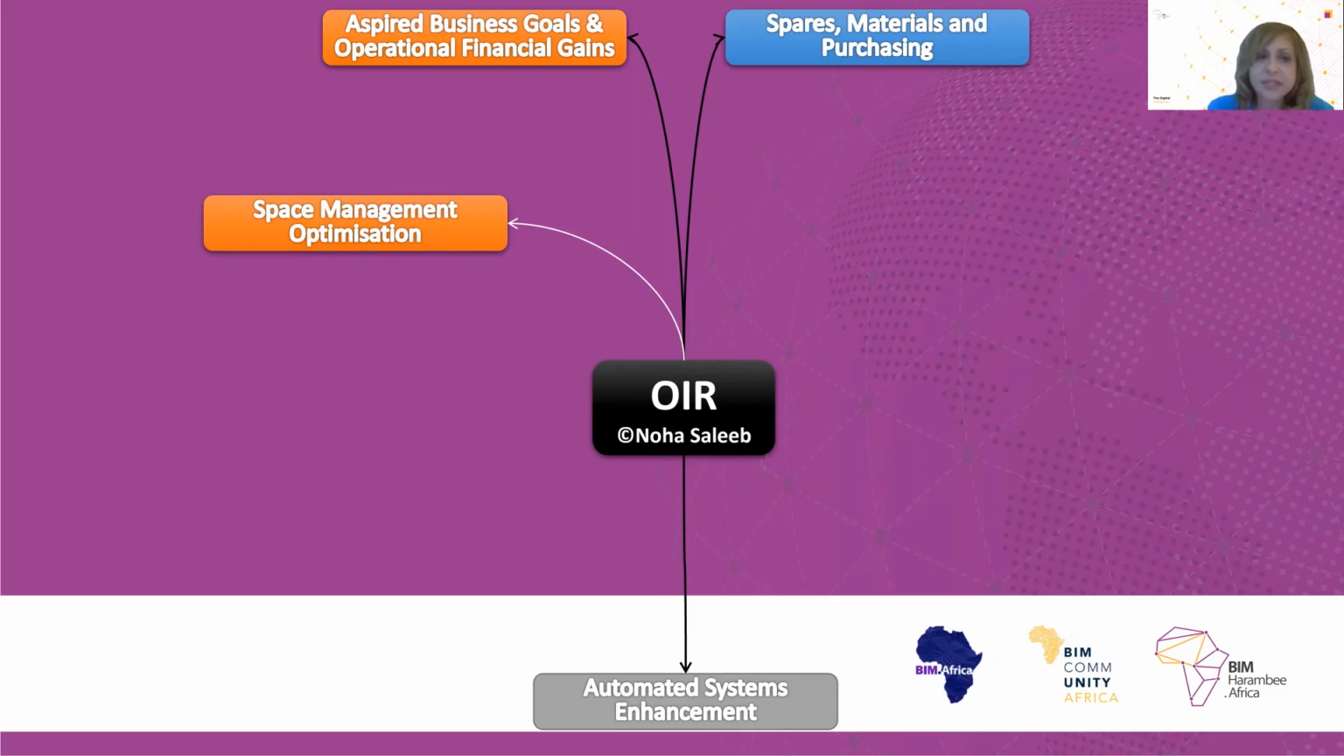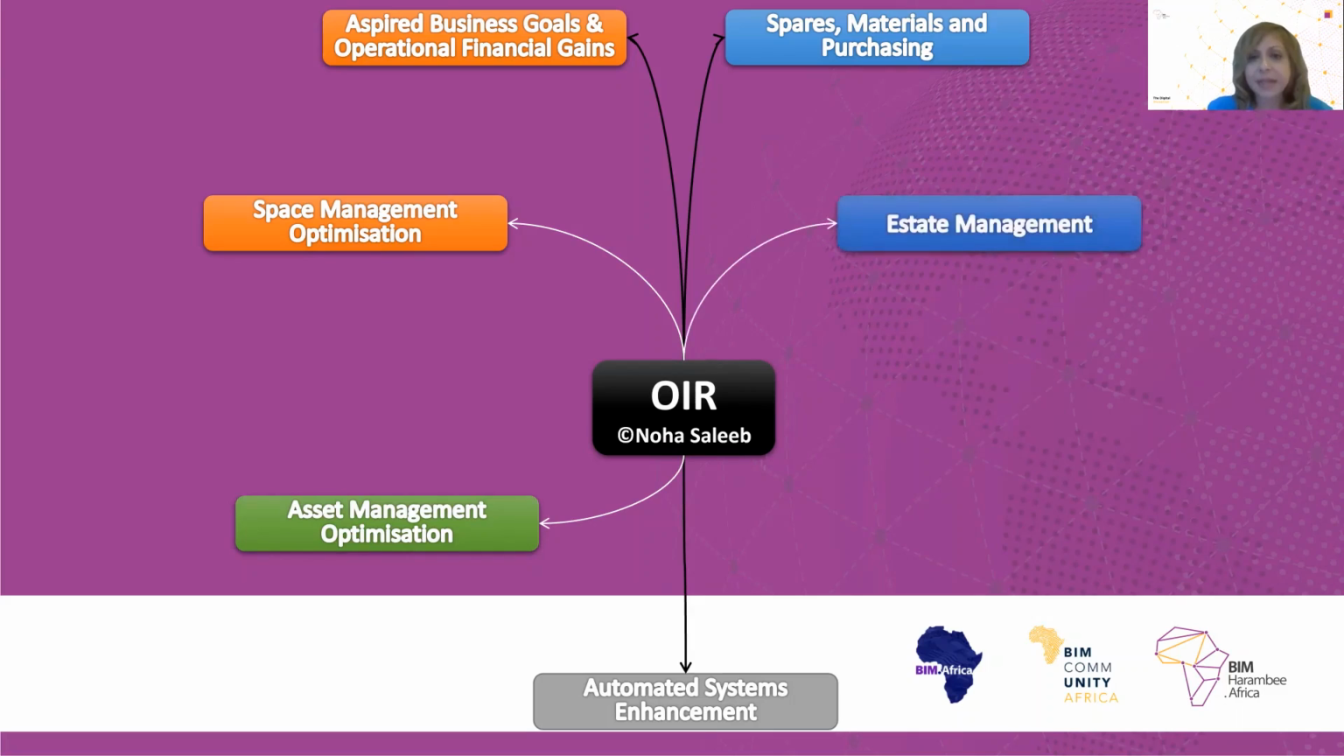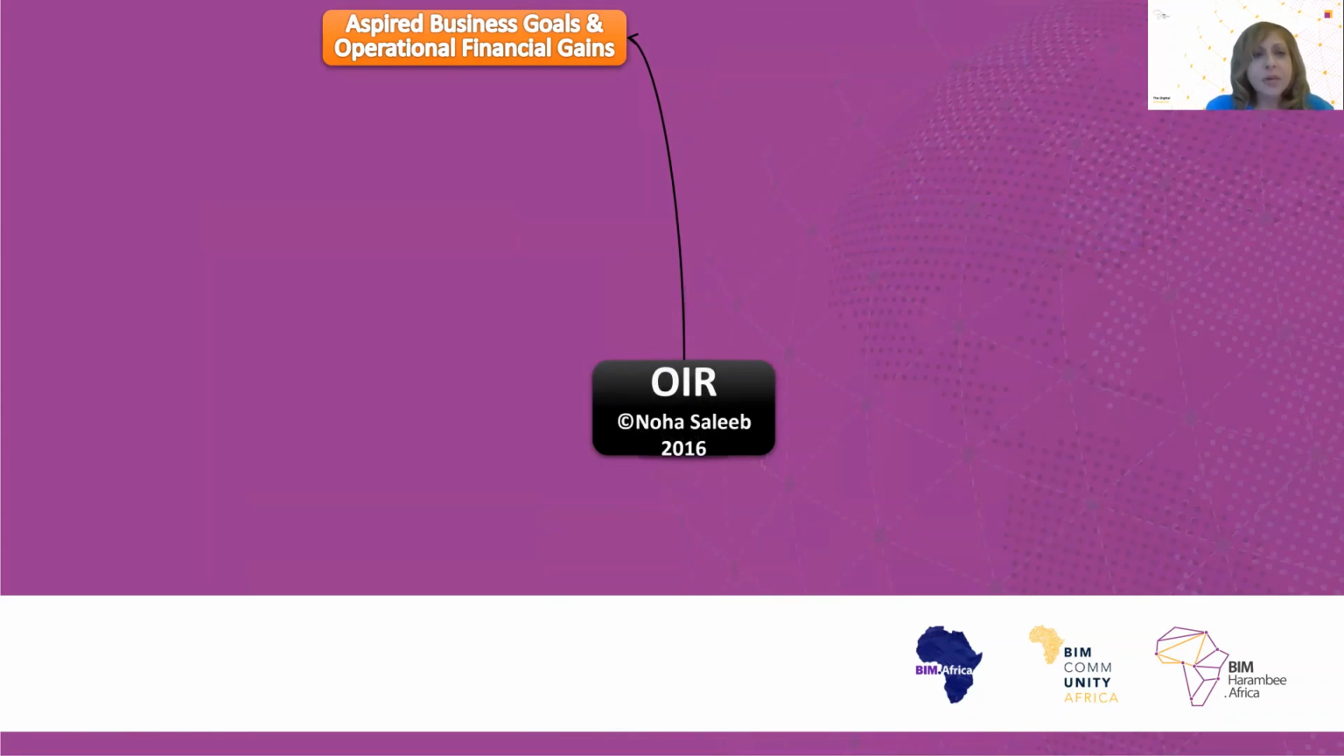Again, we will discuss what this means later on. Asset management optimization, and they are different things. Space management is different from asset management, which is even different from estate management. So all 3 of them are completely different, as I will explain later on. The 6th one is human resource management. And lastly, automated systems enhancement, which is at the bottom. I'm going to talk about each of these 7 categories with examples in each. So let me start with the first one, and that's related to the business and financial goals.